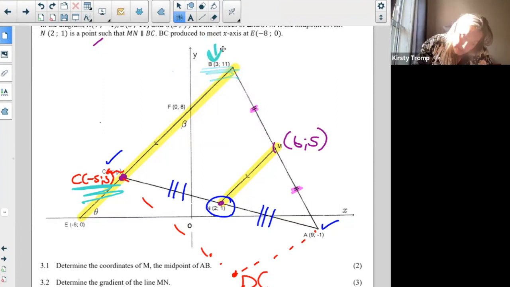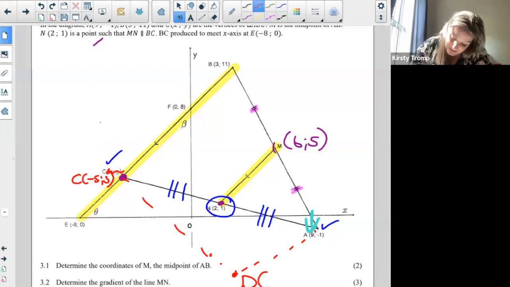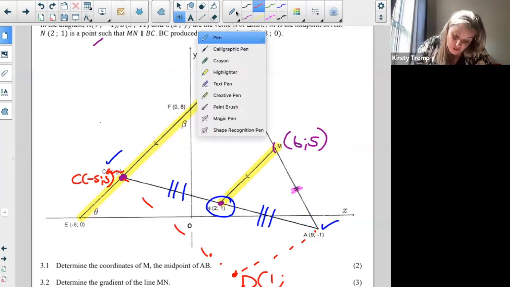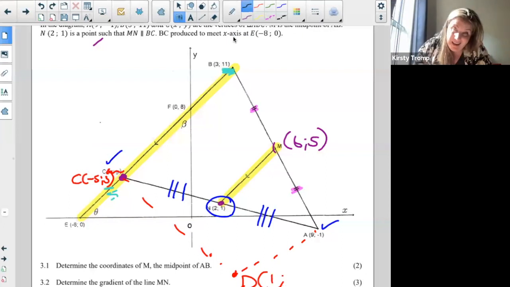To get from 3 to -5, what do I do? To get from 3 to -5, I subtract 8. So I can do the same thing down here: 9 minus 8 gives me 1. I do the same thing with the y's. What did I do to get from 11 to 3? I minused 8. -1 minus 8 gives me -9.